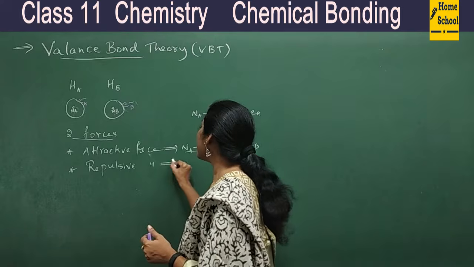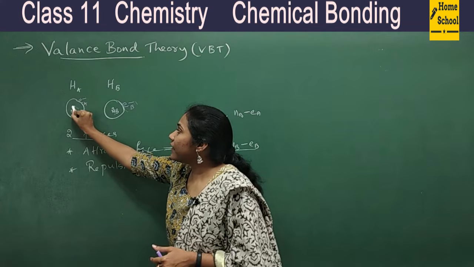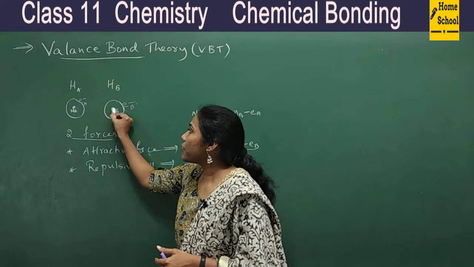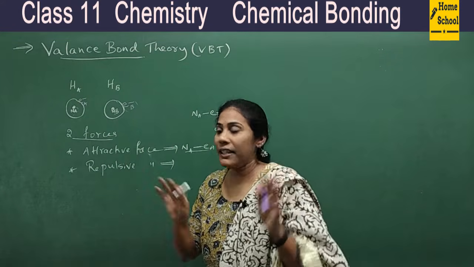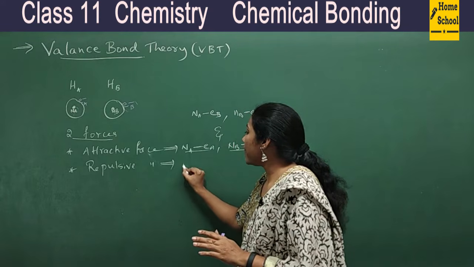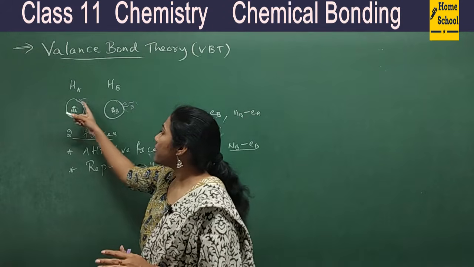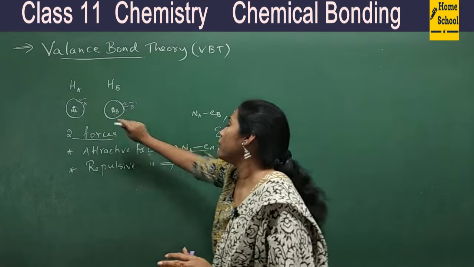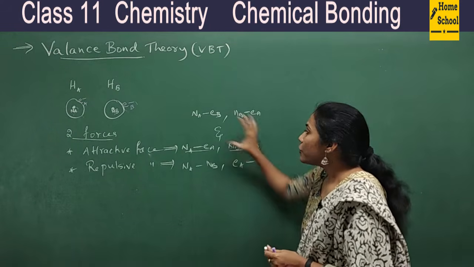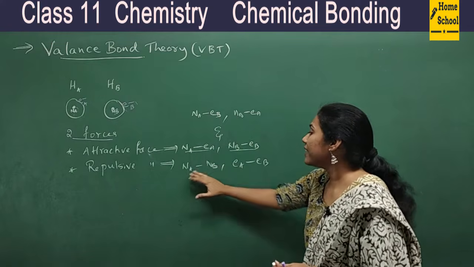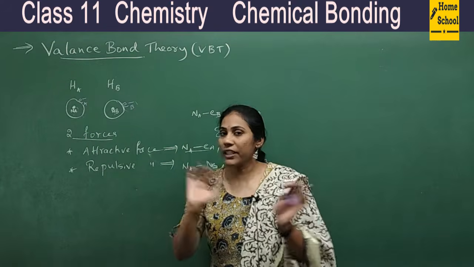Similarly, you will also observe certain repulsive forces. When they come closer to each other, the nucleus of this atom and the nucleus of this atom are close, and definitely positive charges repel each other. So repulsive forces you will observe between NA and NB. And you also observe repulsive forces between the electron of this one and the electron of this one, so repulsive forces between EA and EB, right? So these are the kinds of attractions and repulsions you observe when two atoms come close to each other.